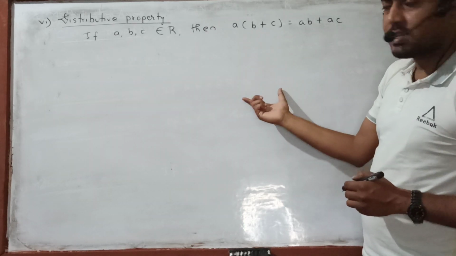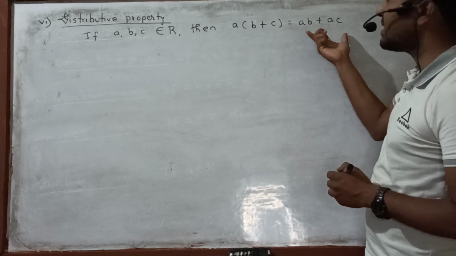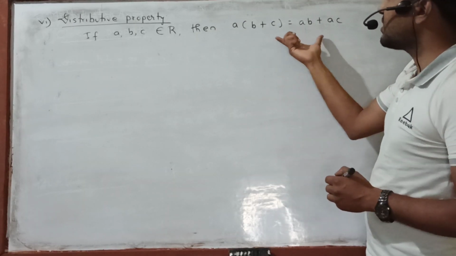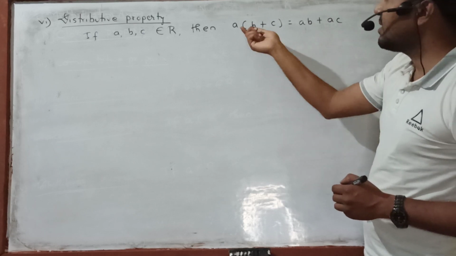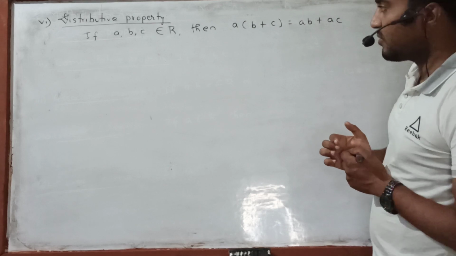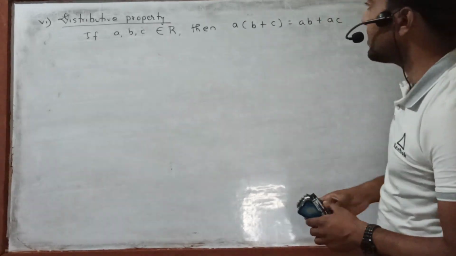On the left hand side take some real numbers and check, and on the right hand side put the same values of a, b, c and check, you will get the same result. This property is the distributive property because here this a is distributed to b and it is distributed to c also. Now let's go to the next topic.